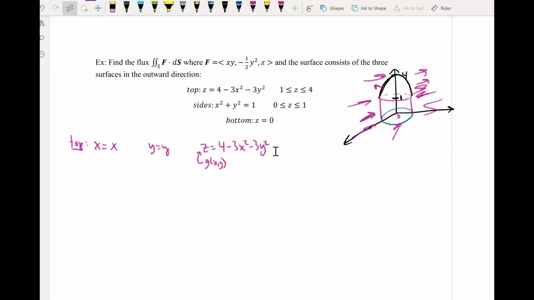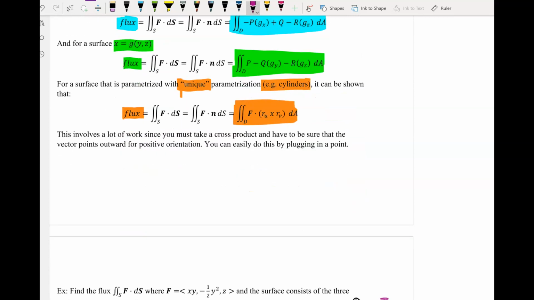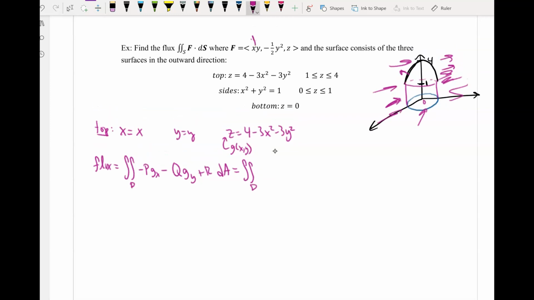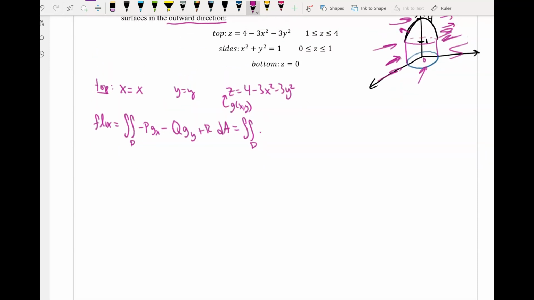Now let's set up our flux integral, the flux for the top. Because it's a basic parametrization, we can just use this yellow formula to find the flux. It's going to be the double integral over the region D of negative P g sub x minus Q g sub y plus R dA. Remember, P, Q, and R are these components. Because we want the outward direction, this formula was derived assuming it was going outward, so we don't need to check any of the normal vectors. Everything is done.